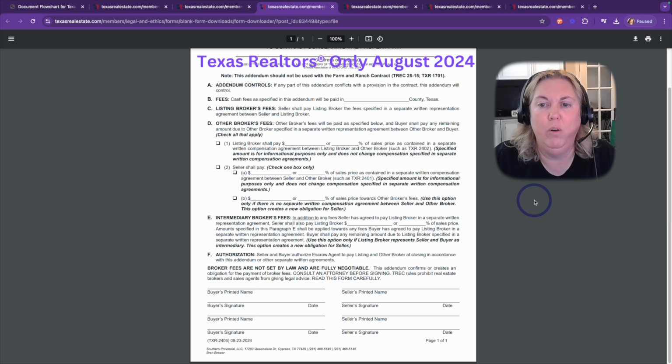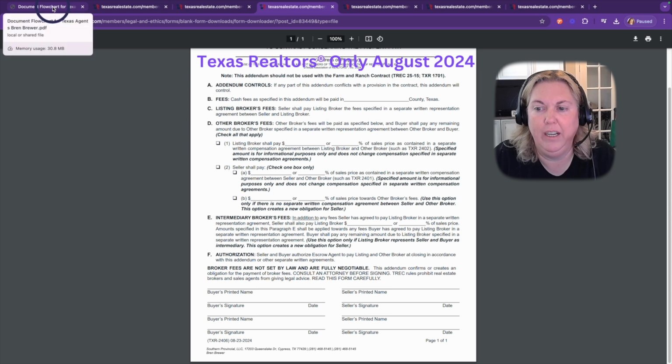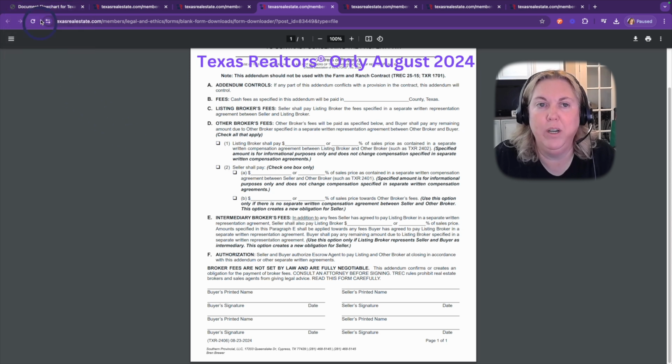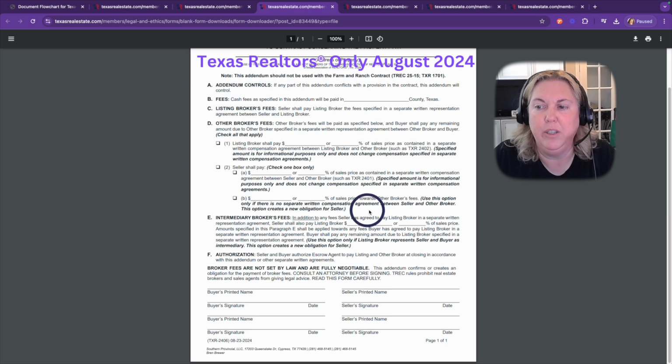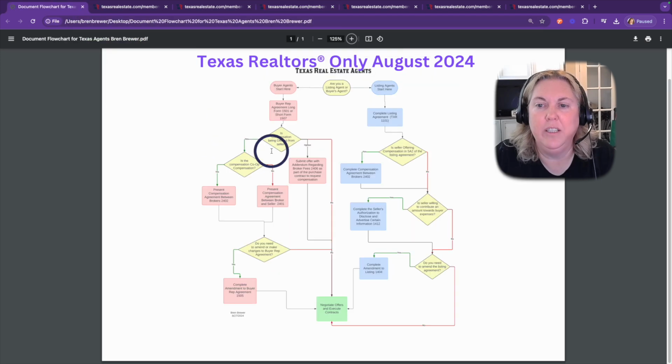Okay, it's going to be one or two, and then if you choose two, it's going to be A or B. And that's where these other forms in my flow chart come in. But if you don't have 2401 or 2402, if your answer was a no, you use this B. So you use this option only if there is no separate written compensation agreement between seller and other broker. So now let's go to this side.